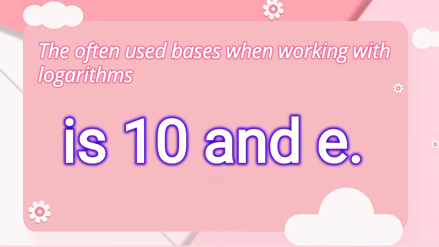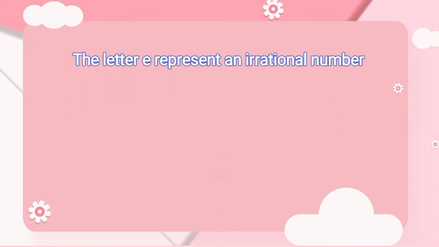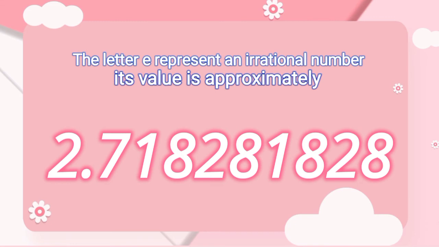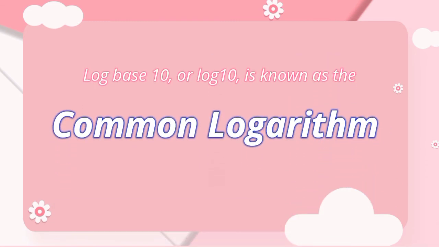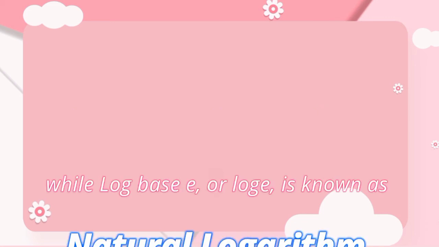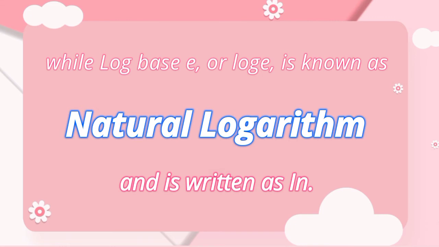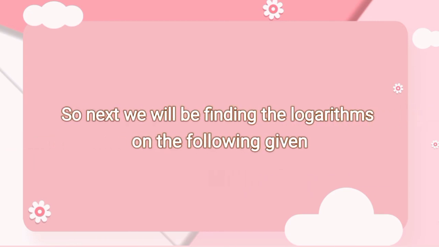The often used bases when working with logarithms are 10 and e. The letter e represents an irrational number. Its value is approximately 2.718281828. Logarithm base 10 is known as the common logarithm, while logarithm base e is known as the natural logarithm and is written as ln. So next, we'll be finding the logarithms of the following.